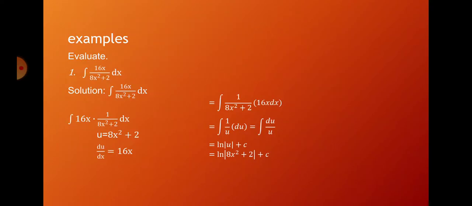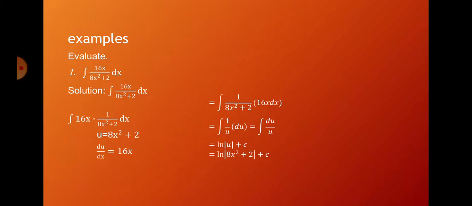Examples. Evaluate. 1. The integral of 16x over 8x squared plus 2 dx. So here's the solution. The integral of 16x over 8x squared plus 2 dx. So the integral of 16x times 1 over 8x squared plus 2 dx.